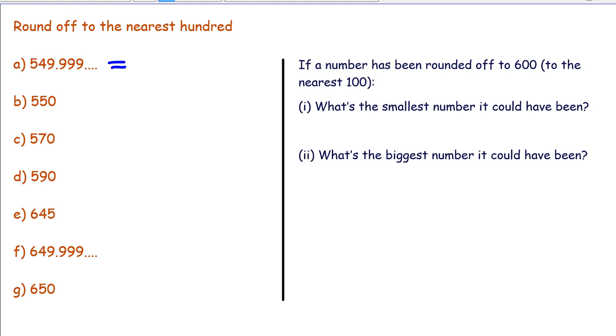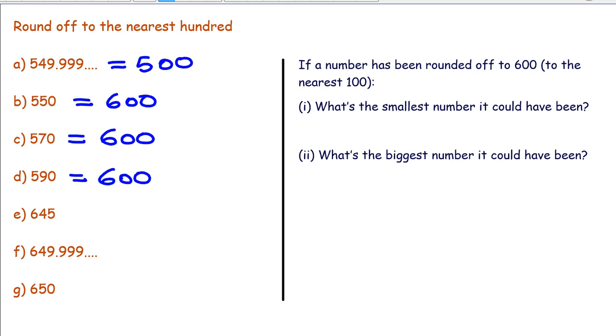This will round off to 500. This will round off to 600. That to 600, 600, 600, 600. But this one will round off to 700.